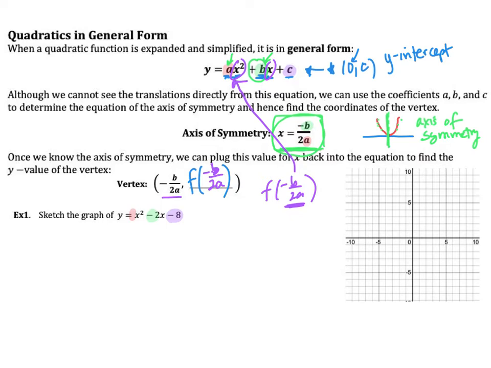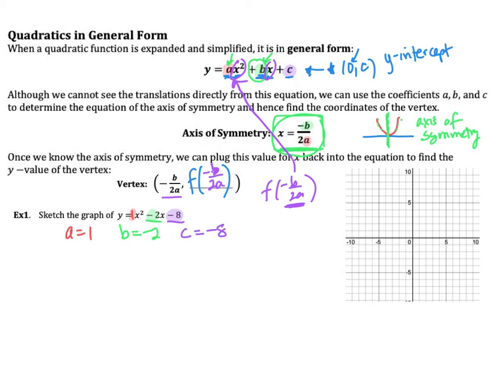Okay, so let's practice on the one right below. So I'm going to use these strategies. I'm going to first identify, what is my letter a? My letter a is 1. What is my letter b? My letter b is negative 2. What is my letter c? My letter c is negative 8.